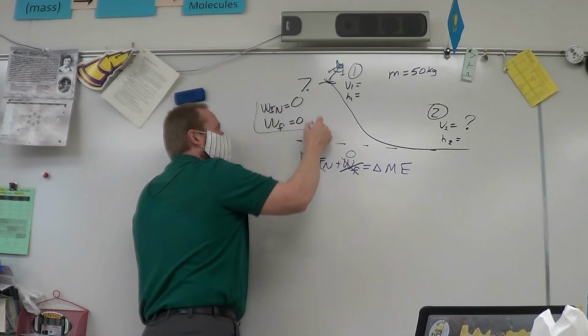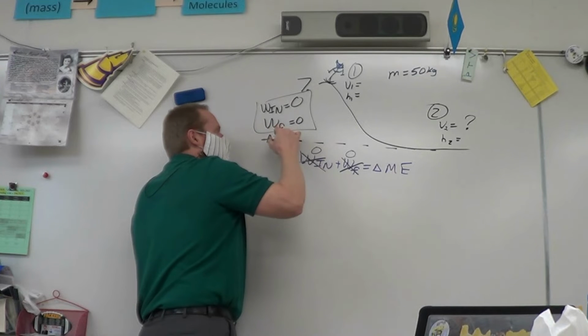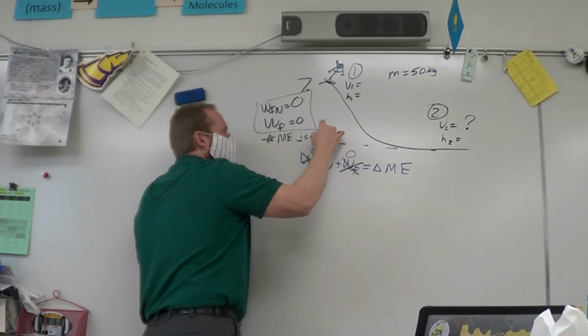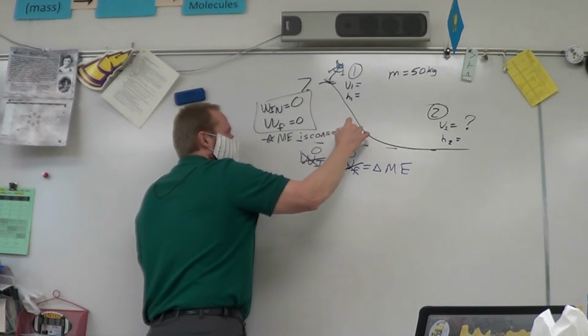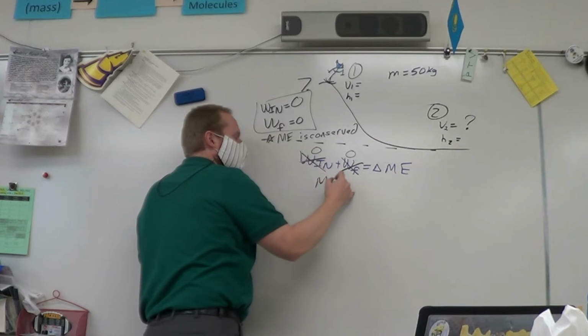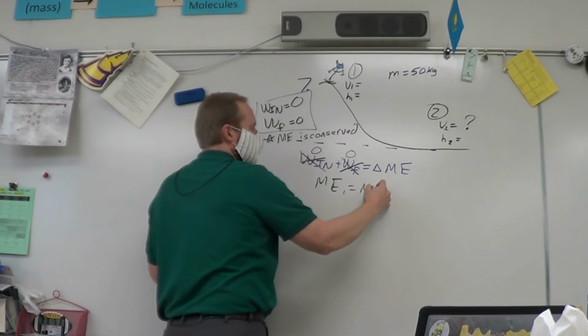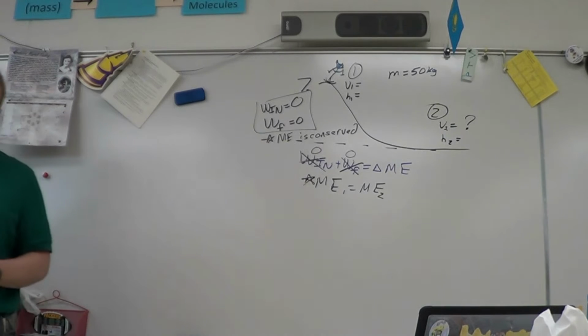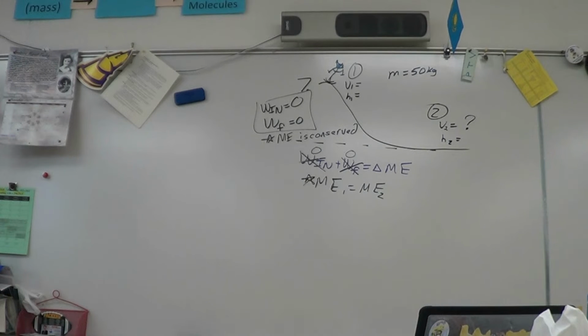So because both of these are 0, it's that special type of problem. It's conservation of mechanical energy, and we can say that ME1 is equal to ME2 because both of those values are 0. Because there is no work in, and because there is no work done by friction, it's that special 2 location problem called conservation of mechanical energy, where we can say ME1 is equal to ME2.